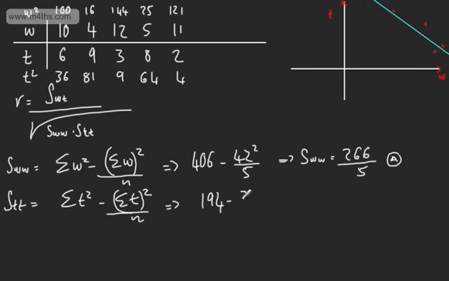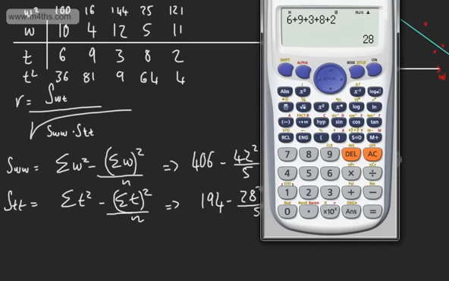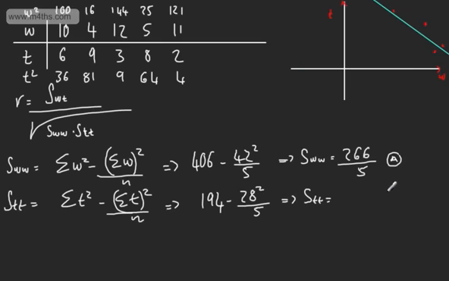So we've got 28 squared over 5. So let's go ahead and work out STT. So STT. So let's do that then. If we square this, and then we're going to divide that by 5, and then we'll do 194 minus that answer, and that'll give me STT. So what have we got? We've got 186 over 5. So let's store that in as B. Shift store B. Okay, so that's going to give us that 186 over 5. So 186 over 5, and that's B.